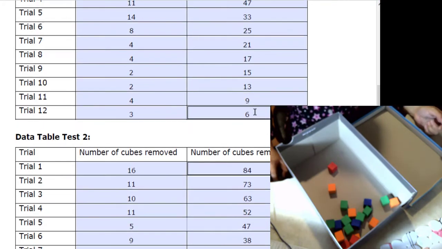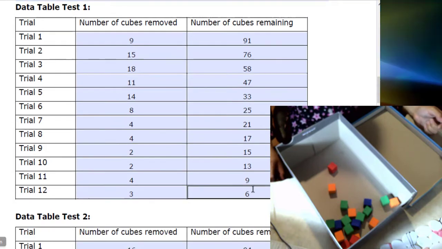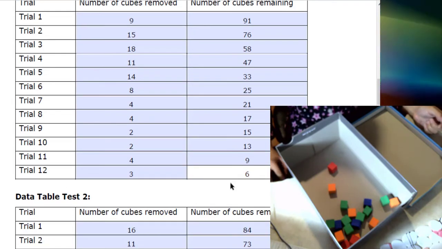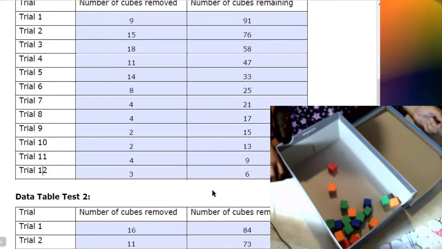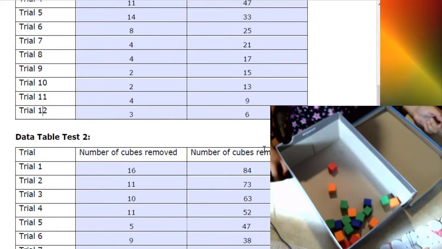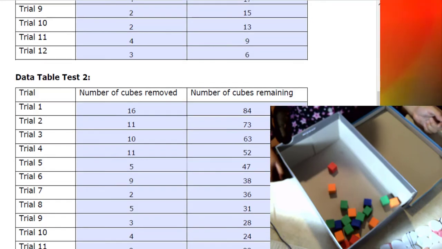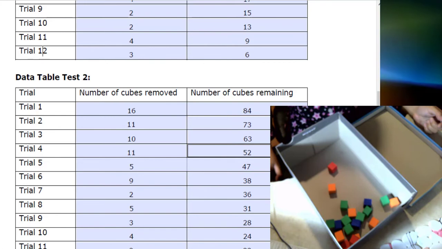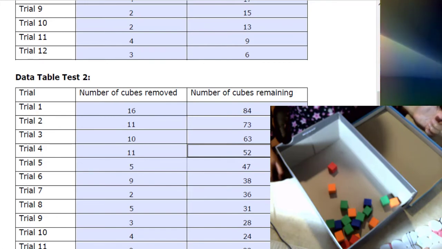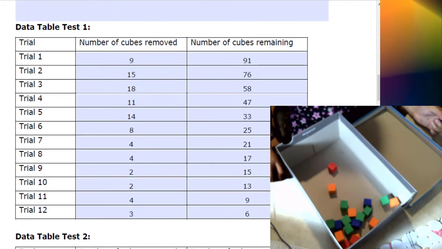So here, as you can see, after trial 12, I have 19 left, and for the first trial, I have 6 left. You can actually go and add more tables, so you can have trial 13, 14, 15, until such time you get a 0. But the point is, we are just going to see at which trial we reach the half-life, which is half of the number of cubes, which is 50.